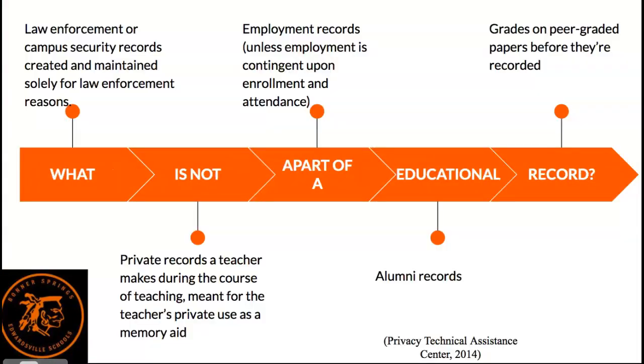What is not a part of an educational record? Law enforcement or campus security records created and maintained solely for law enforcement. A teacher's private records made during the course of teaching meant for a teacher's private use as a memory aid. That's not a part of an educational record. Employment records, alumni records, and grades on peer-graded papers before they are recorded. Those are all items that are not a part of an educational record.